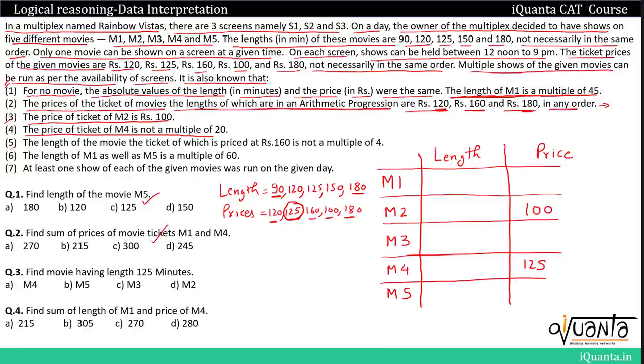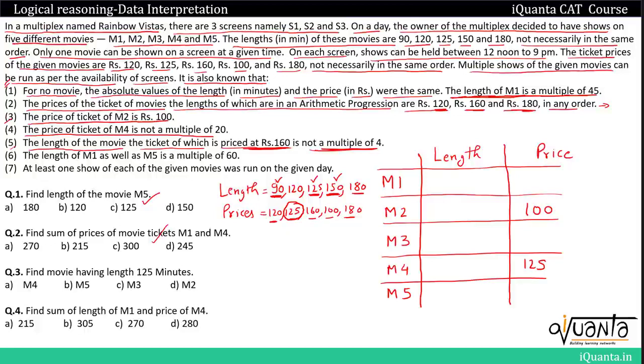Then moving on to the fifth clue, the length of the movie, the ticket of which is priced at 160, is not a multiple of 4. So we have been given that there is a movie ticket which is priced at 160 rupees and its length is not a multiple of 4. So in the lengths we can see that 90 is not a multiple of 4, 125 is not a multiple of 4, 150 is also not a multiple of 4. So 160 could be the price of the movie having length 90, the movie having length 125 and also the movie having length 150. So we cannot decide the exact movie which has price 160 right now.